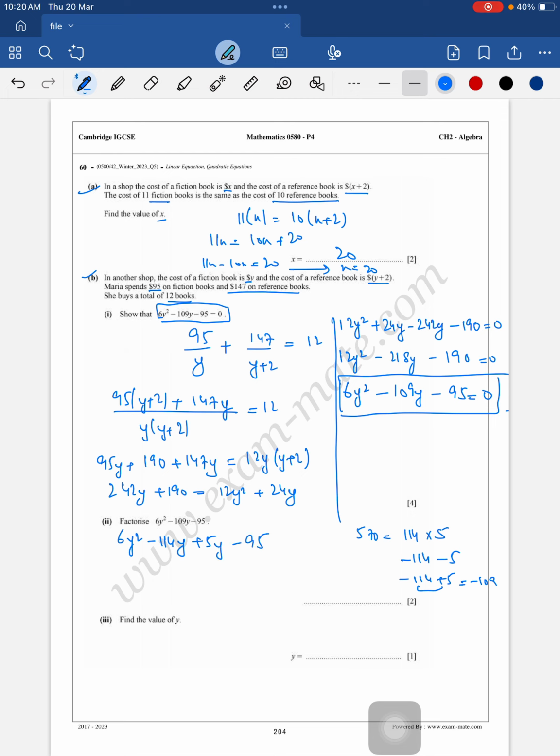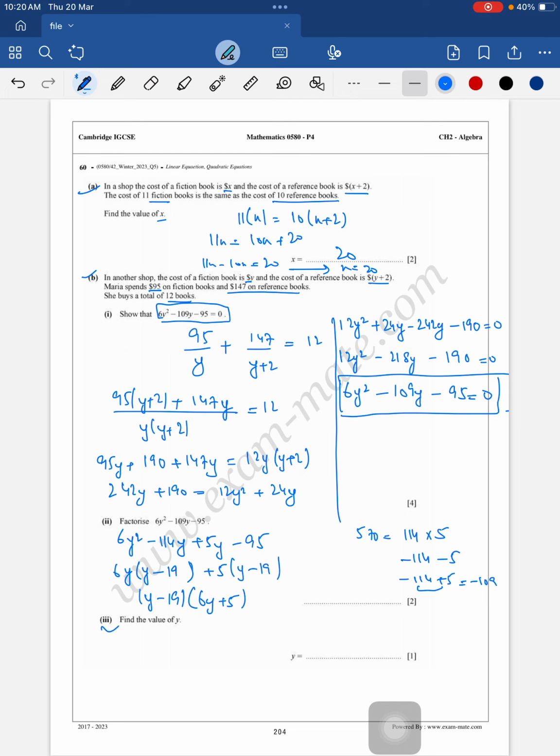So can 6 be taken as common over here? Yes. So 6y is taken as common, right? So that is y minus 19y. Here 5 is common, y minus 19. Sorry, here y will not be common, because we have taken y common over here, right? So two brackets same, y minus 19, 6y plus 5.